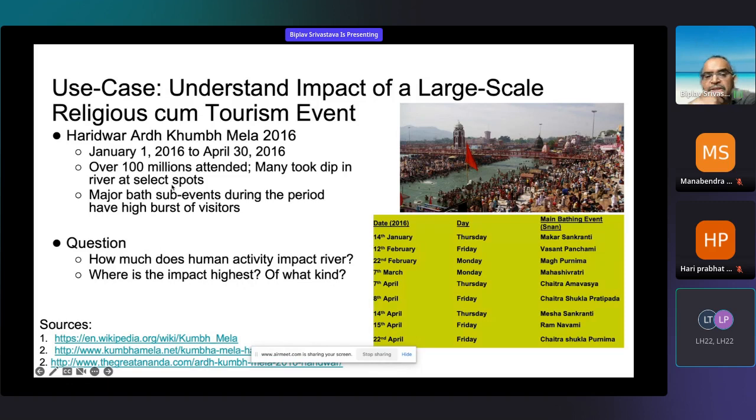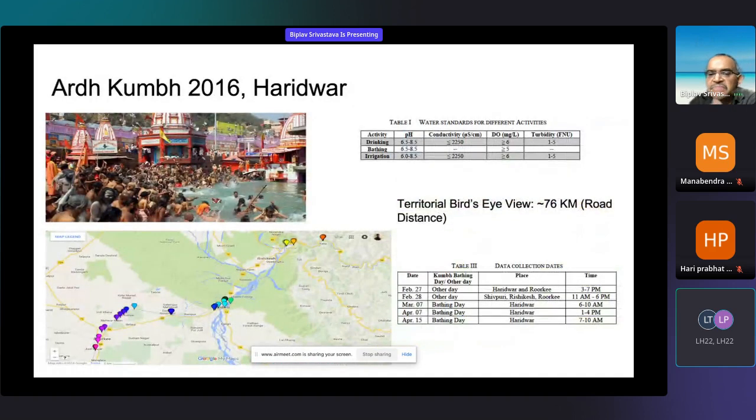So, what we want to ask is how much does the human activity impact water quality? And where is the impact highest? Of what kind? And in fact, we can even use this to estimate how many people have come to these bath places. Okay. So, again, in this particular case, the kind of usage we were interested in was drinking, bathing, and irrigation. Irrigation of the crops is something which is regardless of the particular activity, but drinking and bathing could be affected because people are coming there.